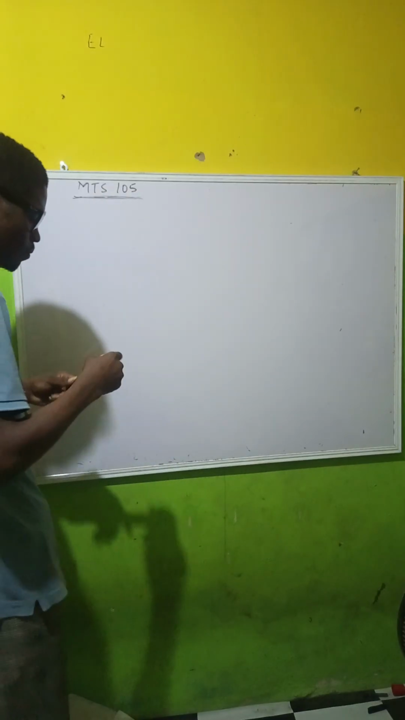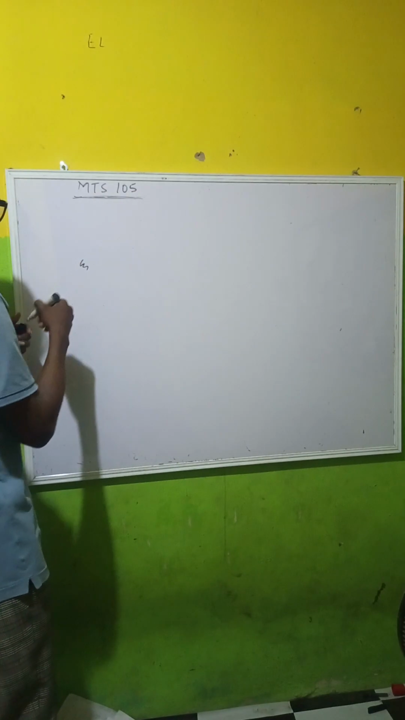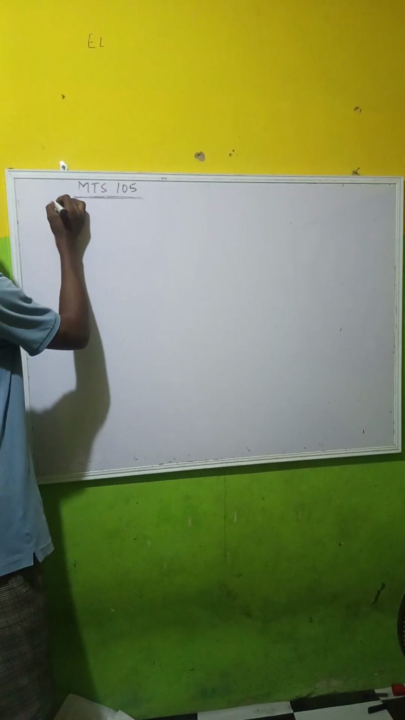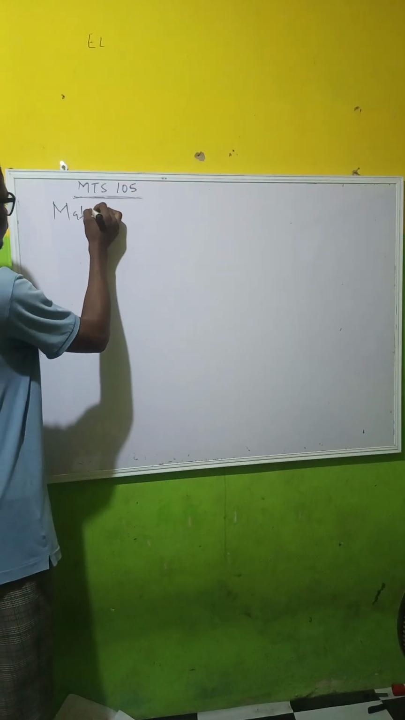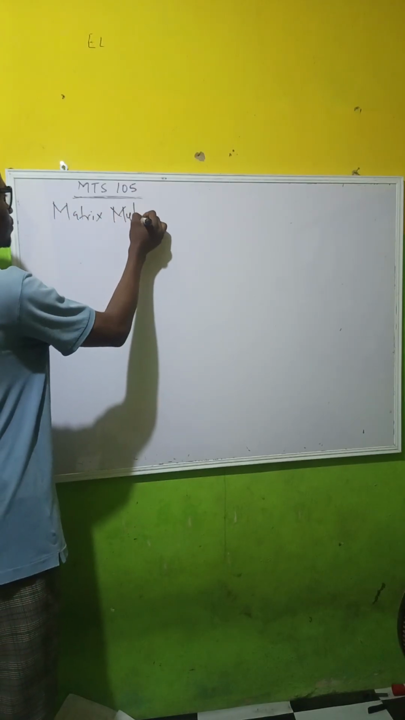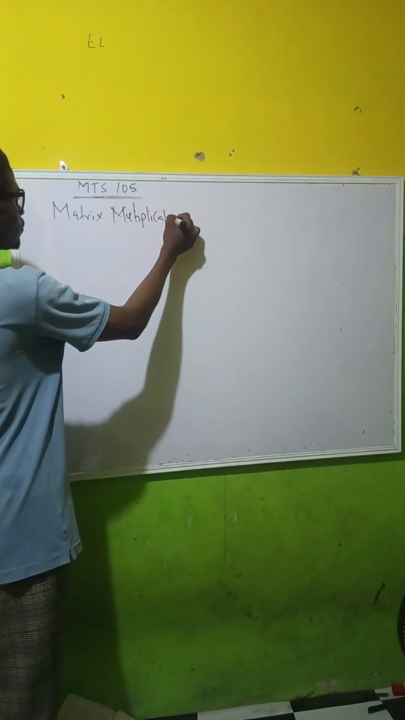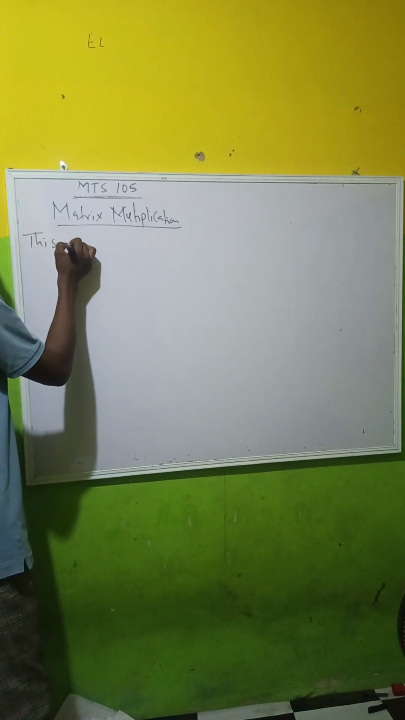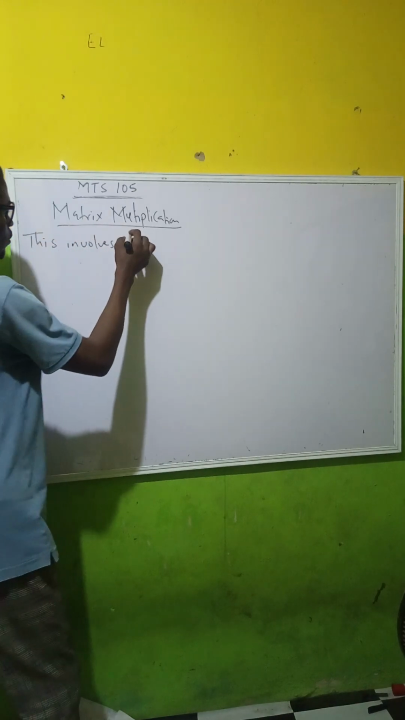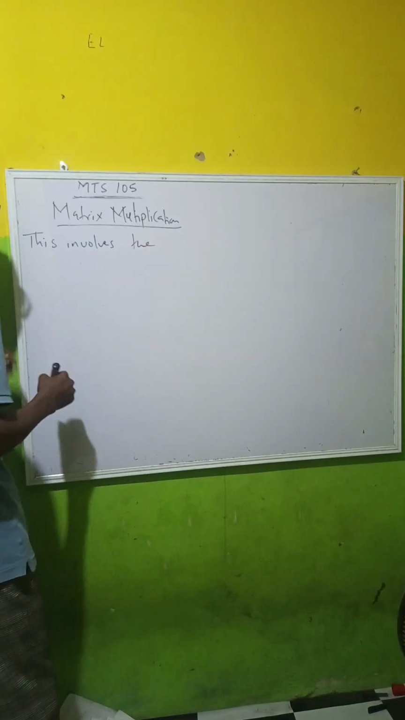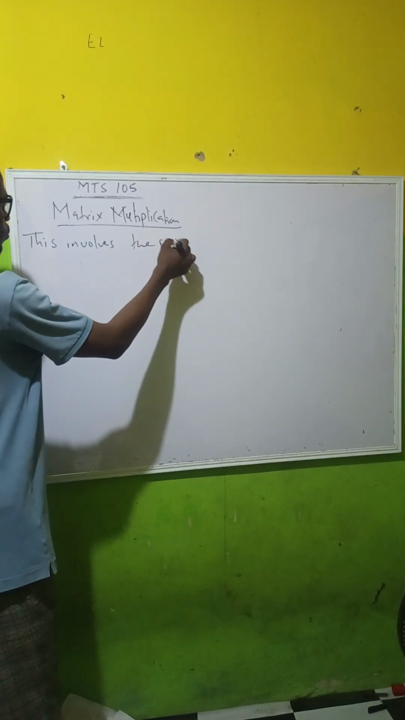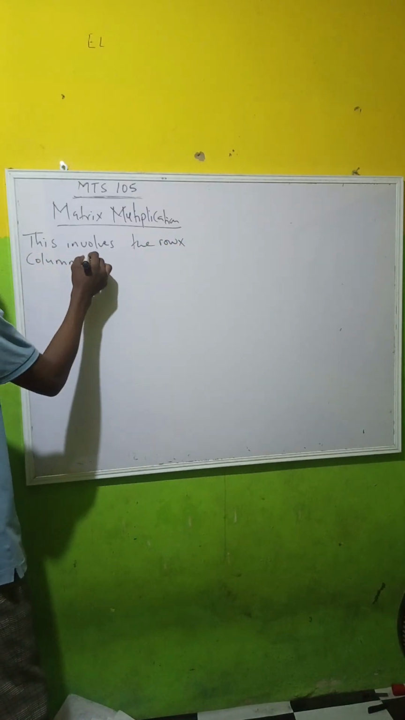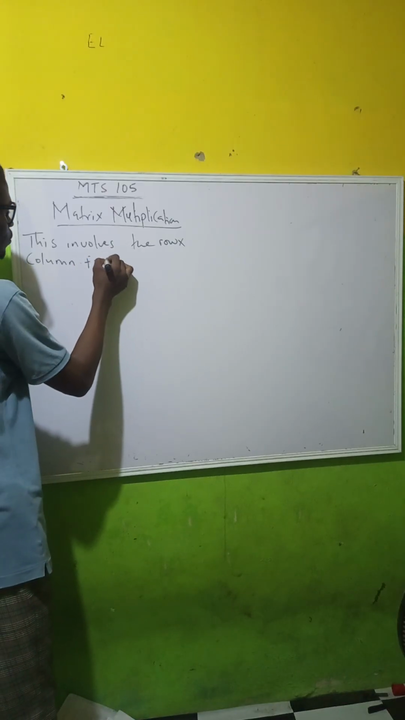In this next video, we'll be talking about matrix multiplication. This involves the row times column function.